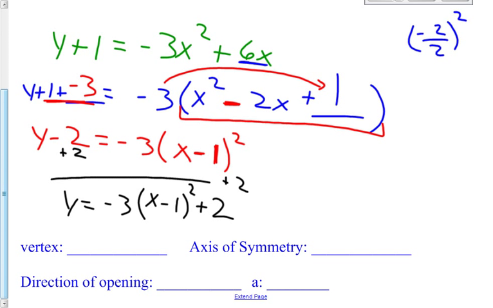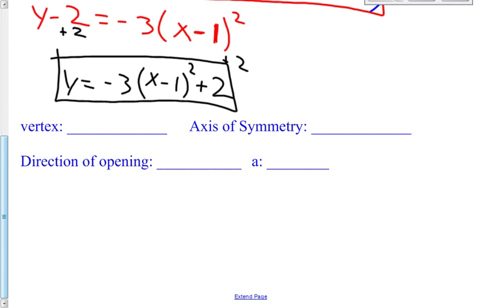Here's your vertex form. From this, you could basically tell me the vertex, the axis of symmetry, and the direction of opening as fast as I can say it. The vertex, positive 1, positive 2. The axis of symmetry, x equals h or x equals 1. The direction of opening, it opens down. Why is that? Because your a value is negative. It is a negative 3. All right, let's try this one more time.